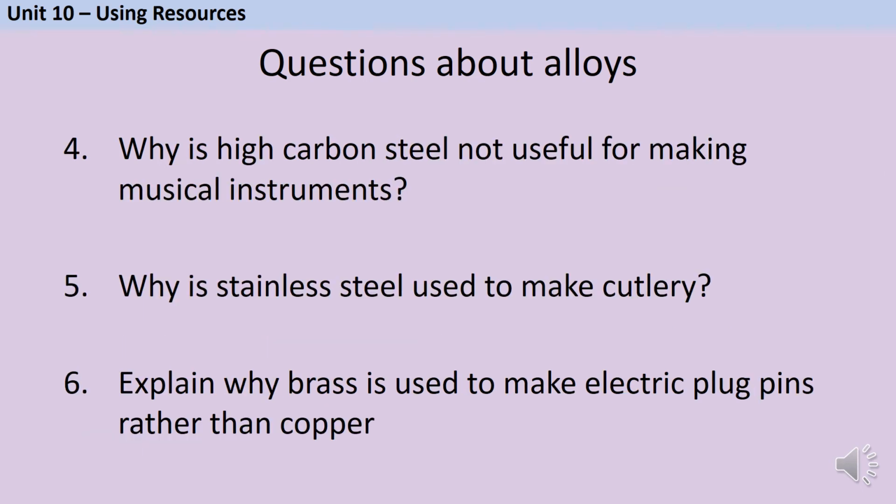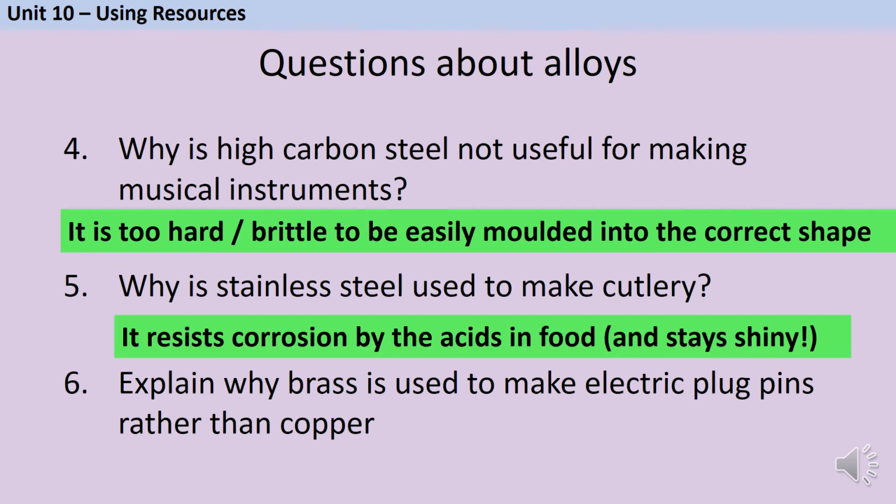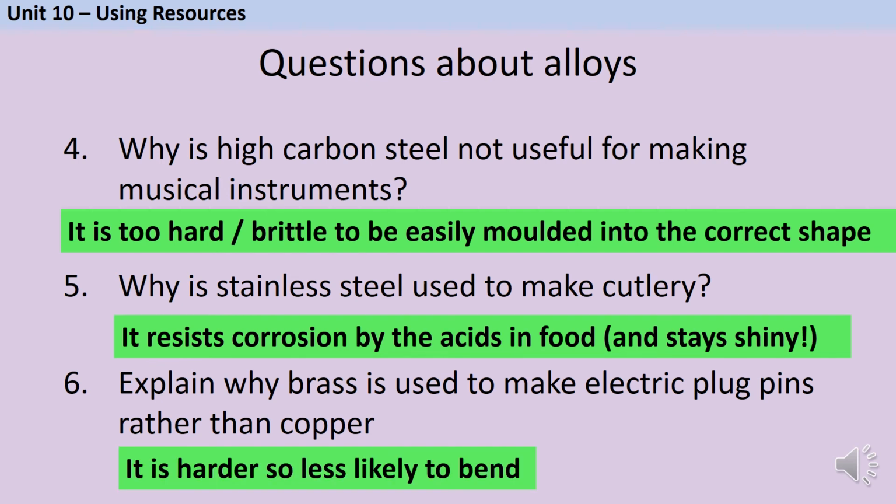Here's the next 3 questions, so pause the video again and write down some answers. High carbon steel is not an appropriate material for making musical instruments because it's too hard and too brittle, so it can't easily be moulded into the correct shape. Stainless steel is used to make cutlery because it resists corrosion by the acids in the food, and brass is used to make electrical plug pins because it's harder, so it's less likely to bend.